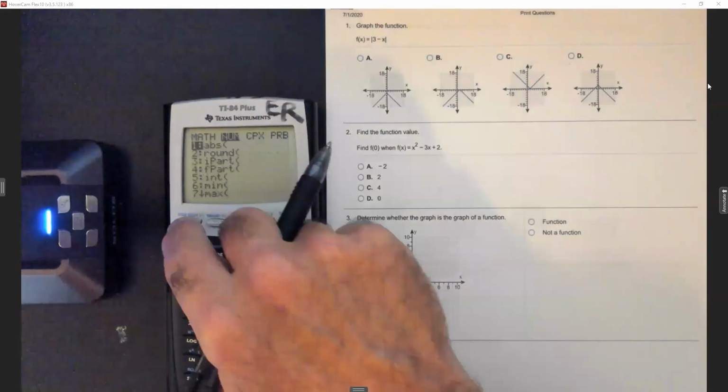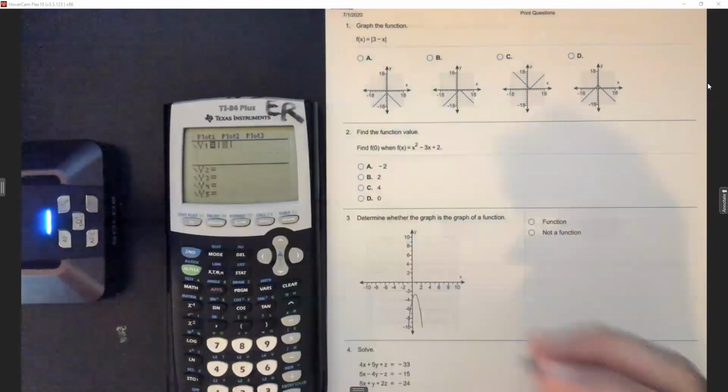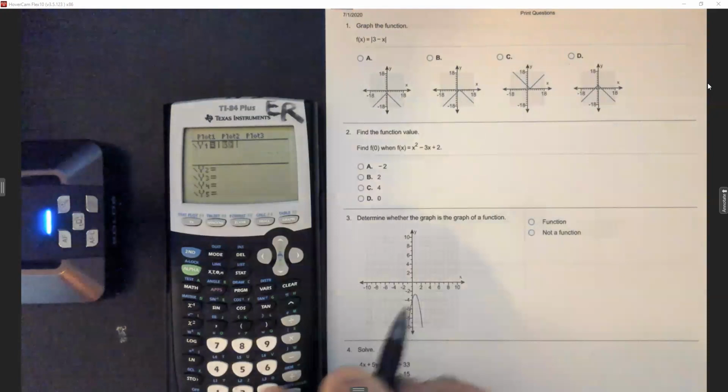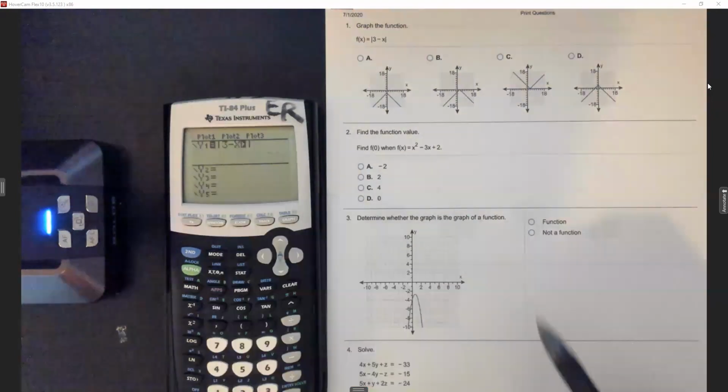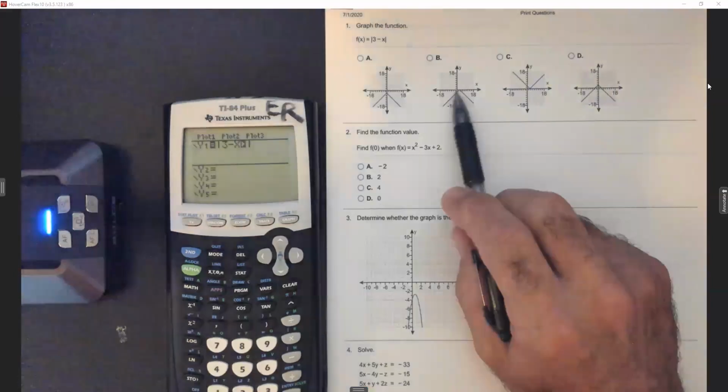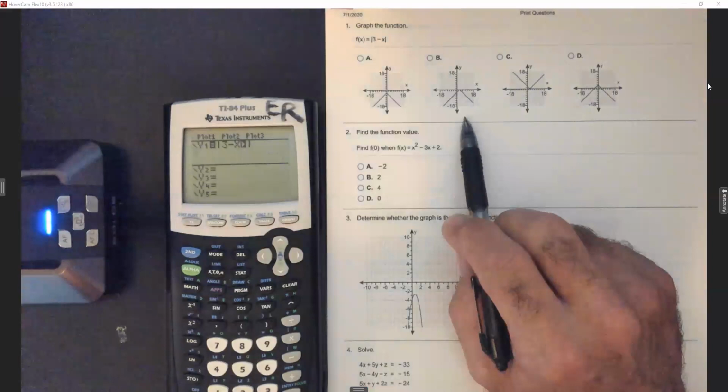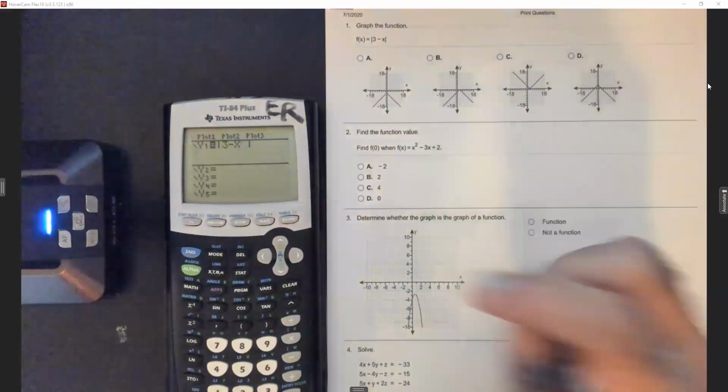So I'm going to go back to y equals. And on the inside, it's got what? 3 minus x. Now, if you notice, their graph is going 10 by 10 like we need. So I'm just going to hit graph and see what we get.